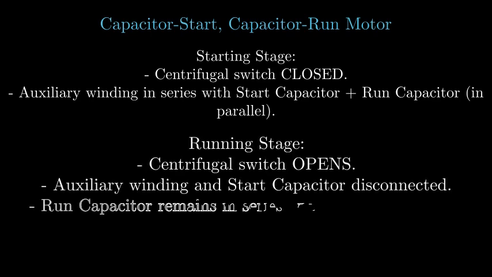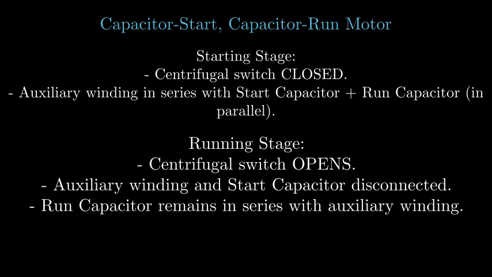Second, once the motor reaches about 80% of its full speed, the centrifugal switch opens, disconnecting the auxiliary winding and the start capacitor. However, the run capacitor remains connected in series with the auxiliary winding for the entire duration the motor is running. This run capacitor improves the motor's power factor, efficiency, and provides better operating conditions.